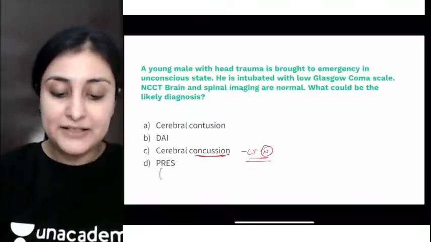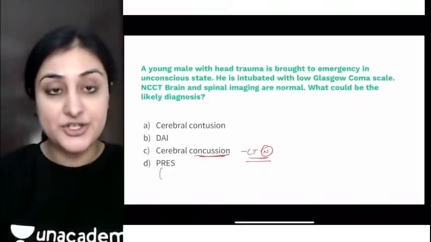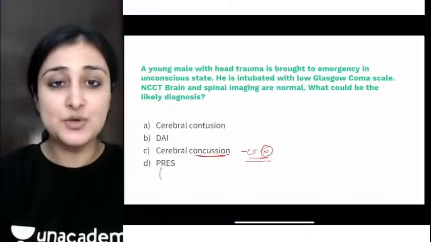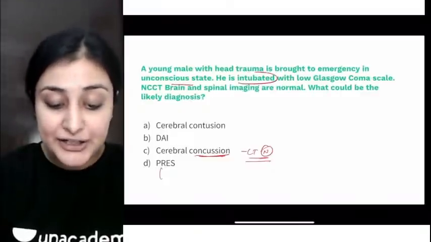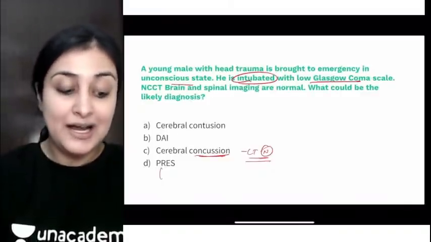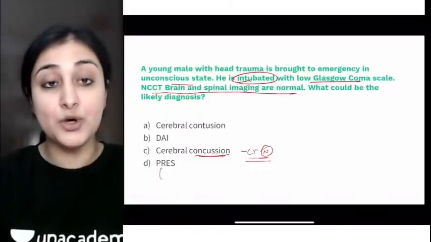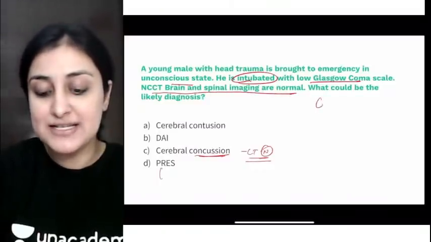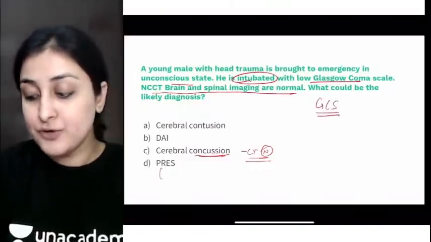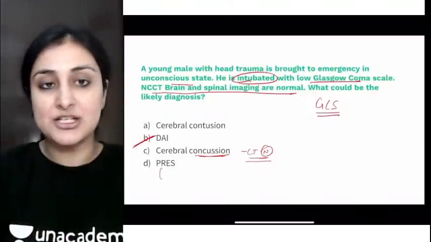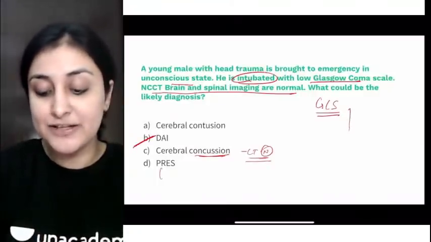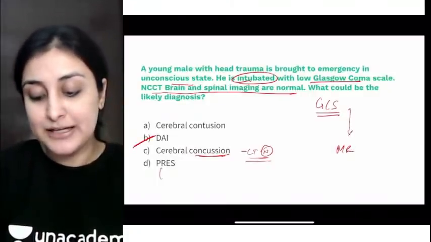Right. Young male with head trauma brought to ED in unconscious state. ये नाटक नहीं है. This is not like concussion. Unconscious, intubated with low GCS score, and yet the NCCT comes out to be normal. What is the likely diagnosis? When GCS is poor, then you have to rule out diffuse axonal injury. Alright, so this is what they'll ask, and what will you do next पूछा तो हम करेंगे MRI.